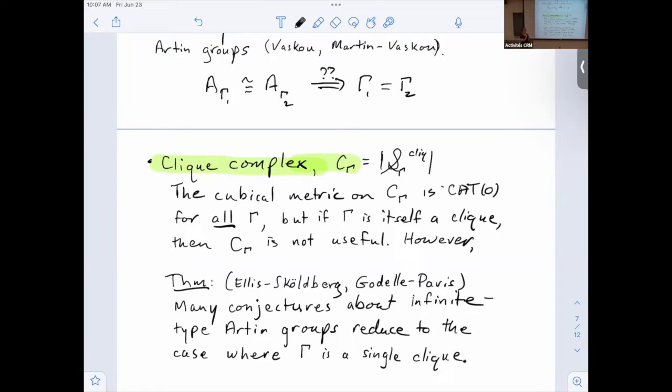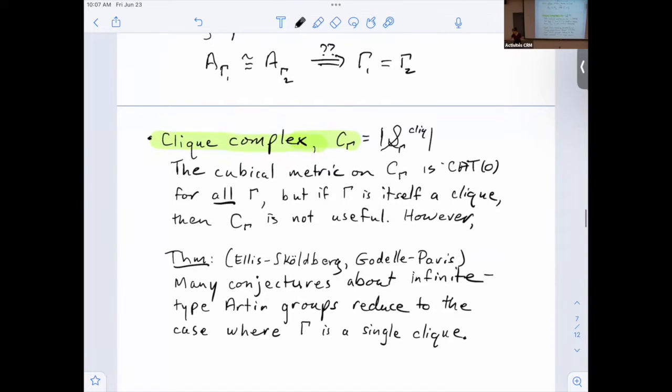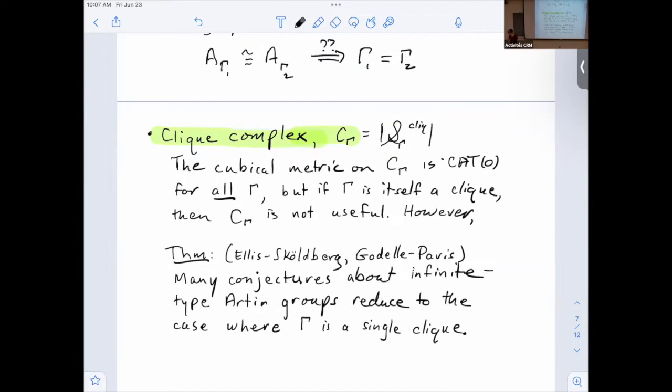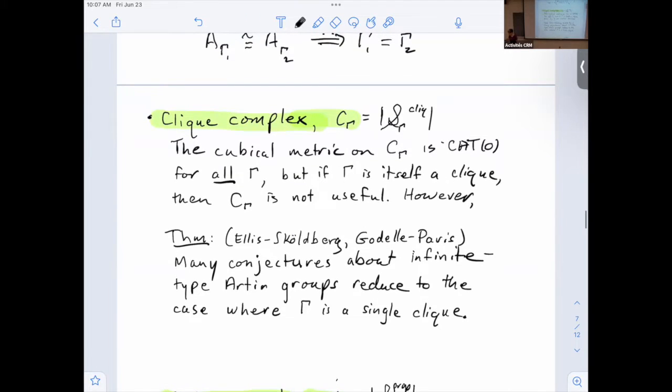All right, but what we do have learned from some work of Ellis and Skolberg and then Gödel and Paris, is that when gamma is not a clique, when the whole graph is not just one clique, you can reduce many of the conjectures about A gamma to questions about the clique subgroups. That is, if you knew that something was true for every one of its clique subgroups, you could use this complex to then deduce that it's true for the whole group.